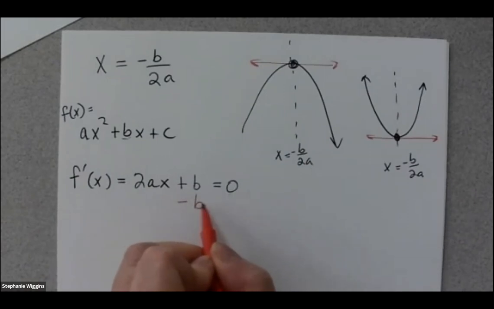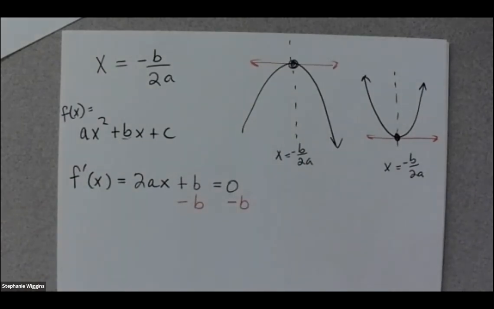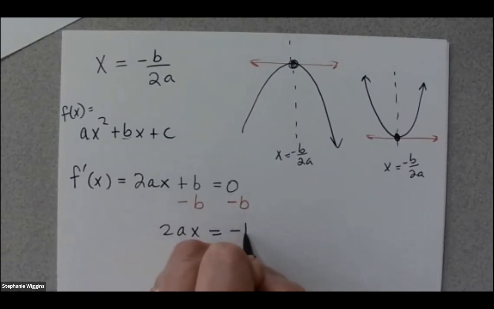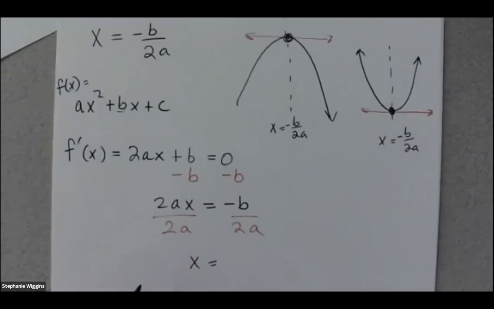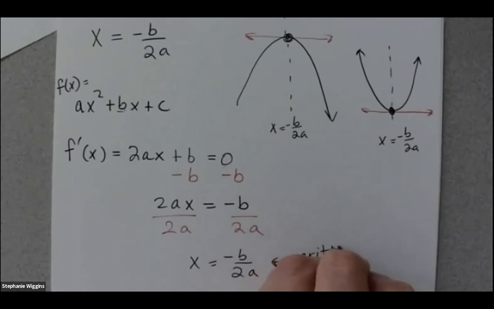I subtract b from both sides, and then I get 2ax equals minus b, and then I divide by 2a. And so, of course, x then equals minus b over 2a. So this is the critical value for a parabola or quadratic function, okay?